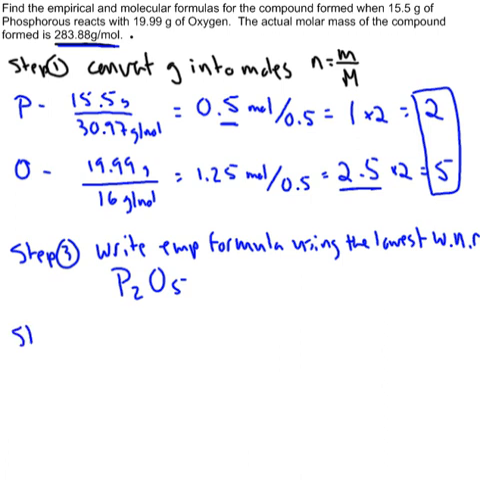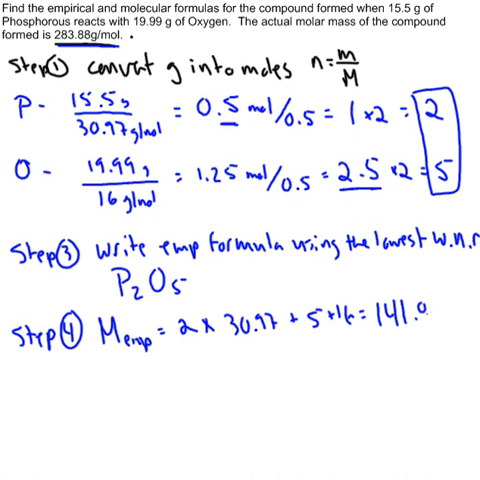So step 4, or step 1 of finding the molecular formula, if you already know the empirical formula, is to figure out the molar mass of the empirical formula. I'll call that big M with EMP as the subscript. And we have 2 phosphoruses plus 5 oxygens. And when we add that all up, we get 141.84 grams per mole. Now note that the actual molar mass, the one that's given in the question, is not 141.84. It's bigger than that. So the real formula cannot be P2O5, or else this number would have been the same as that number.